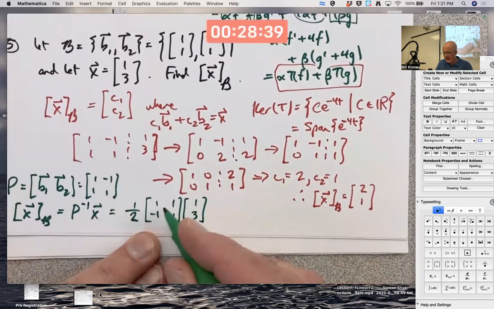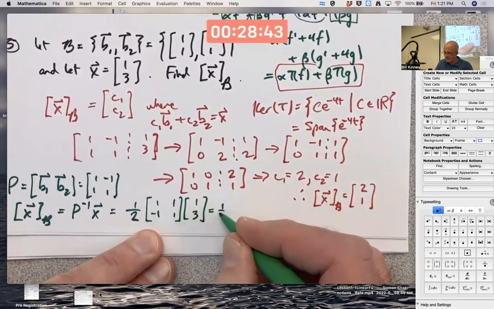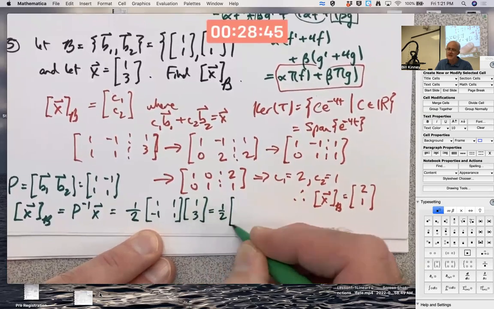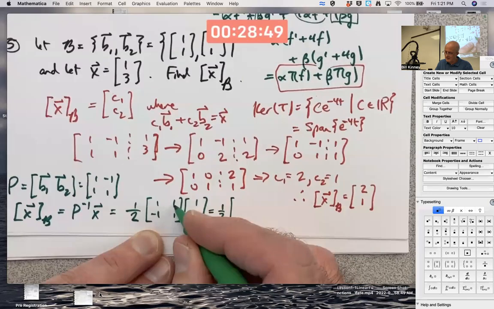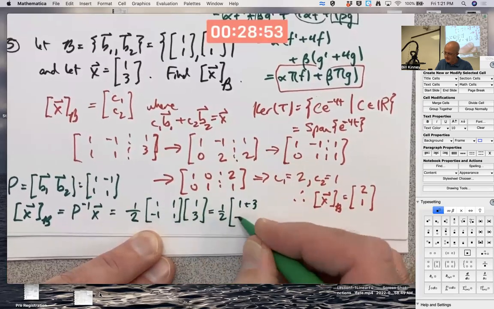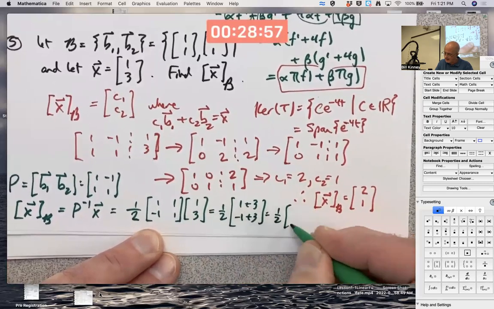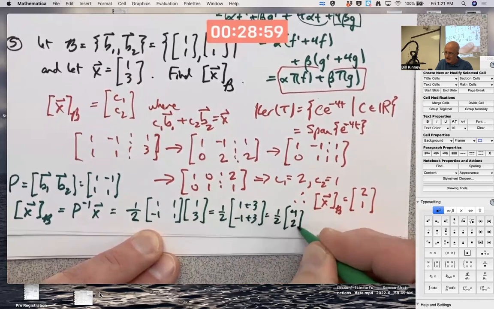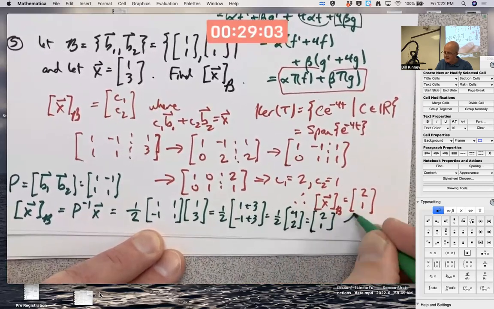You can multiply the 1/2 times every entry here. I think I'll just go ahead and multiply the matrix times the vector and leave the 1/2 in front at first. 1 times 1 plus 1 times 3 is 1 plus 3, which is 4. And then the other one is going to be -1 plus 3. Multiply each component by 1/2, you get 2, 1, the same answer.